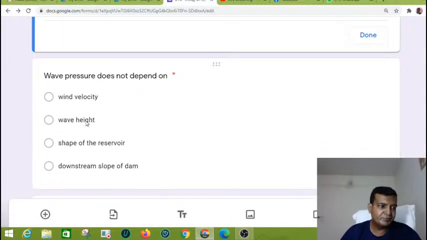Next objective, wave pressure does not depend on. So let us check. Wind velocity, yes, it depends on that. Wave height, yes, it depends on that. Shape of reservoir, yes, it depends on that. Downstream slope of the dam is not the appropriate answer. So your answer must be D. Check it out and put it in the chat box.